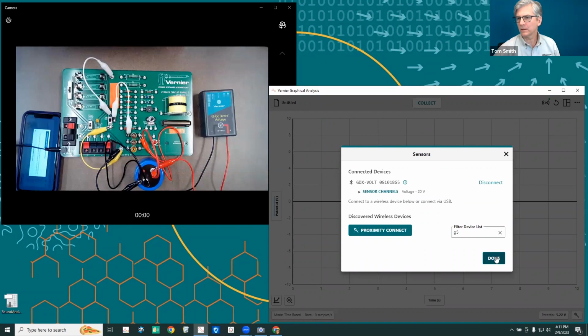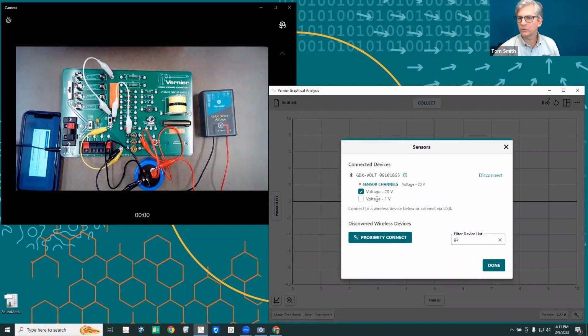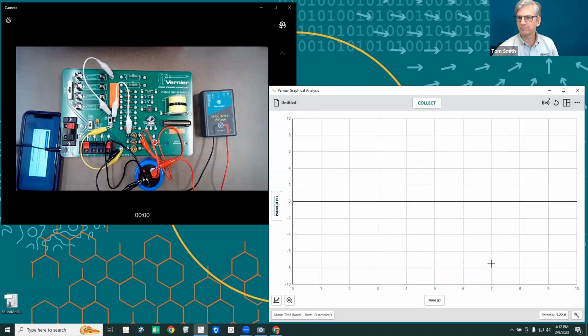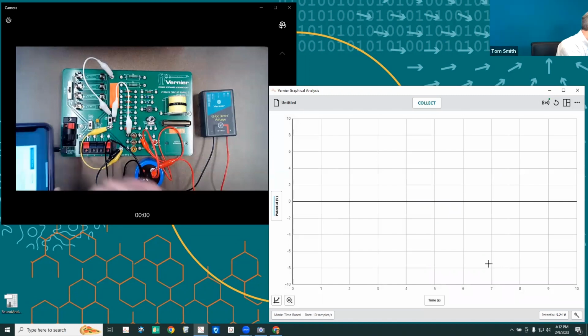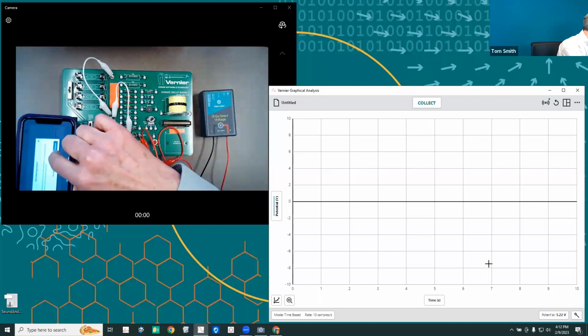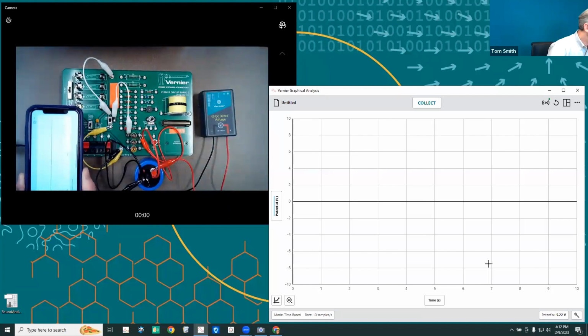And I'll point out at this point that I have both a 1 volt and 20 volt channel. I'll leave it on the 20 volt channel for this experiment. Done. And I see on my phone that since I started a new experiment, it asked me if I want to join that new experiment, and I will do that.